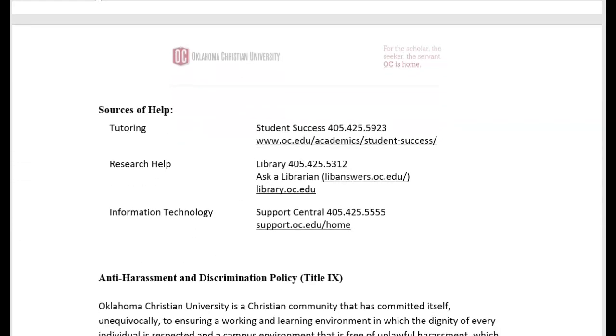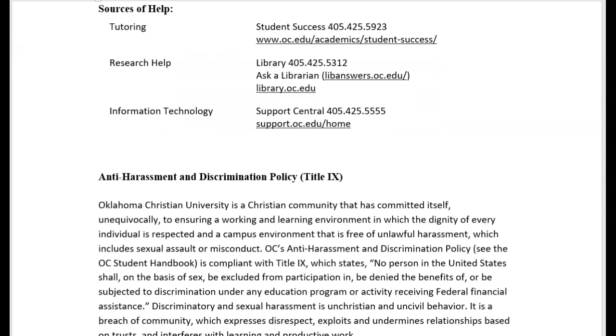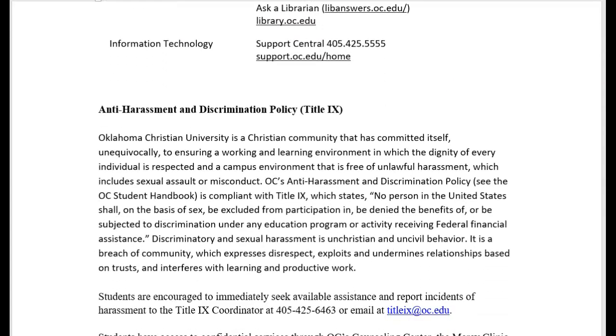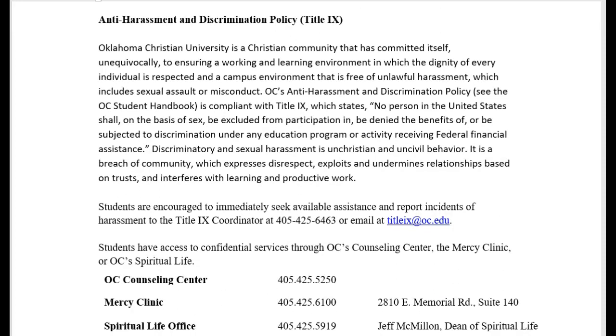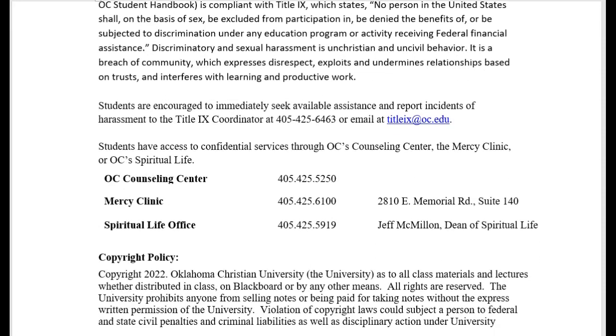You do see as well that there are sources of help that are provided for you. We also have an anti-harassment and discrimination policy. If you feel like you are being harassed or discriminated against, we encourage you to contact our Title IX coordinator, and there is the email and the telephone number to contact that person. We also have a counseling center if you need that, and for health needs, there's a Mercy Clinic nearby the campus, and Jeff McMillan is our spiritual life officer.